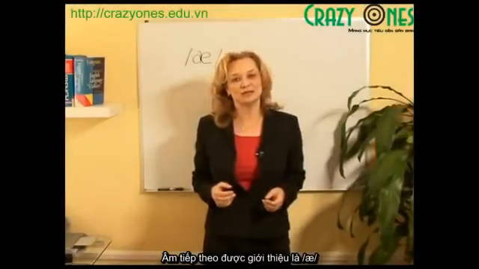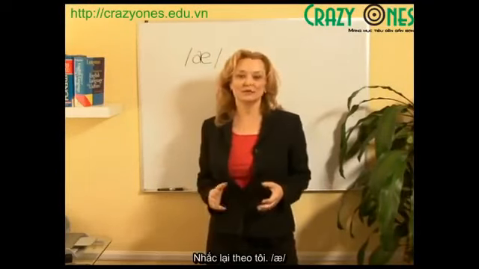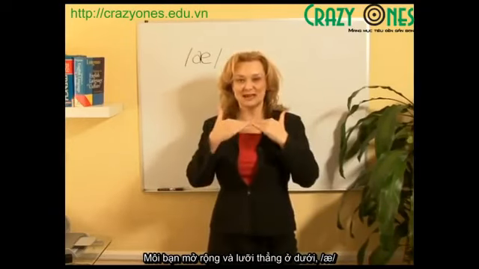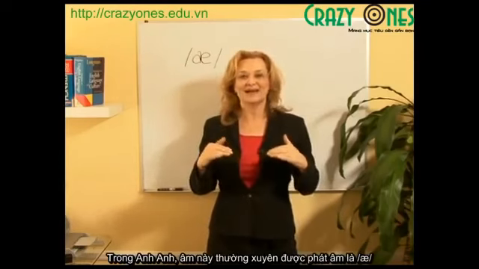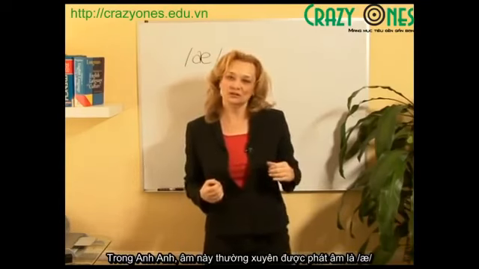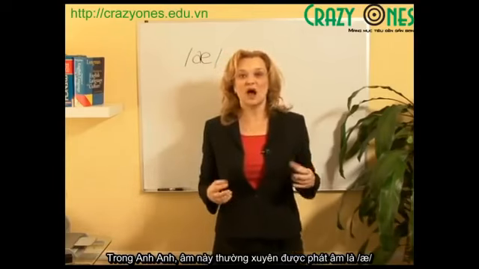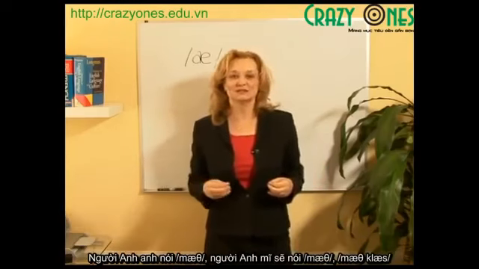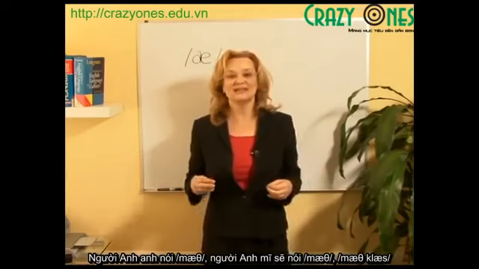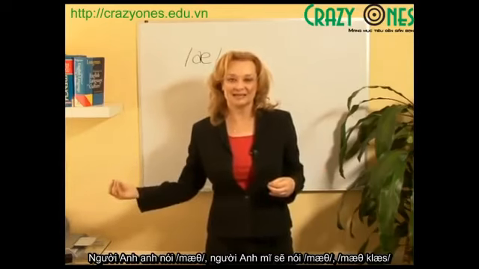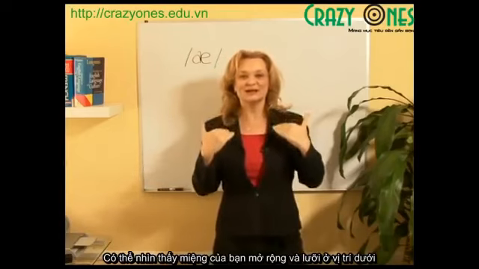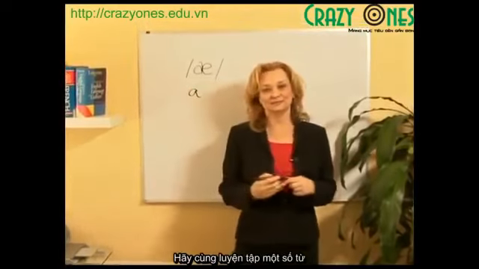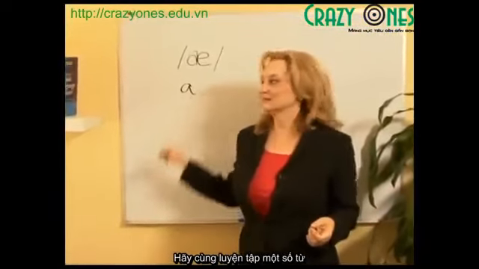The next sound we're going to look at is the ae sound. Repeat after me. So your lips are open and your tongue is down and your tongue is tense. In British English, this sound very frequently sounds like ah. So British people say class, Americans say class. British speakers say moth, Americans say math. Math class. So your mouth is open and your tongue is down. The common spelling pattern for this word is the letter A. So let's practice some words.